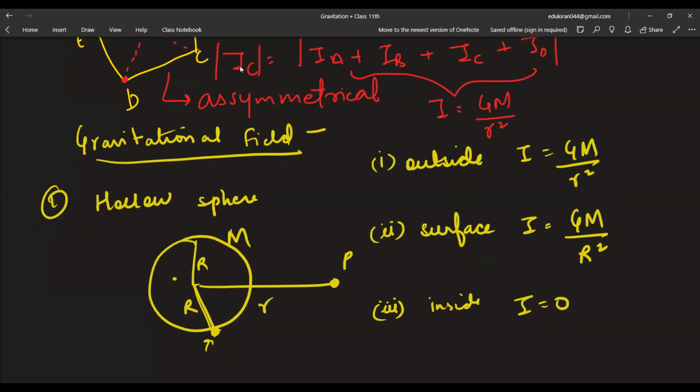See class, gravitational field for different objects like sphere. Please, rest of you open the camera. Abir, Ali, Jobita, Jesleen.